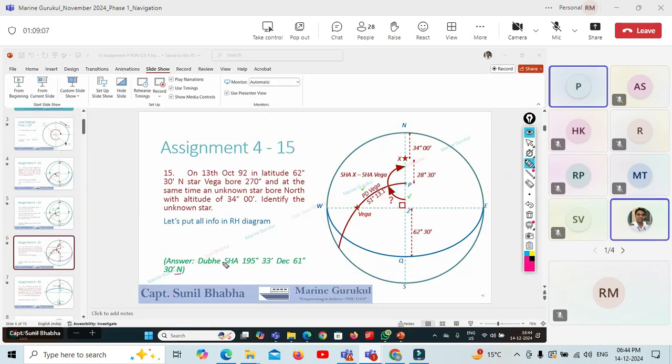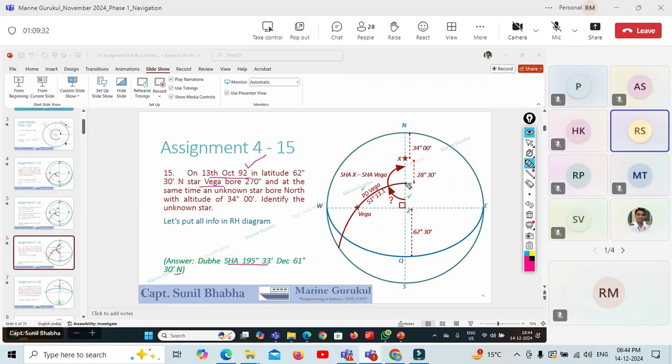Okay. Now I will clarify the SHA also. Beta, can you tell me, on 13th October 92, just look at the almanac, what is the SHA of Vega? Sir, it's 80 degrees 41.5 minutes. SHA. Very good. 80 degrees.